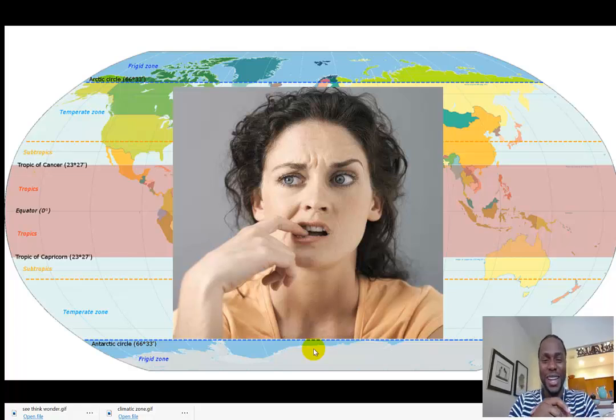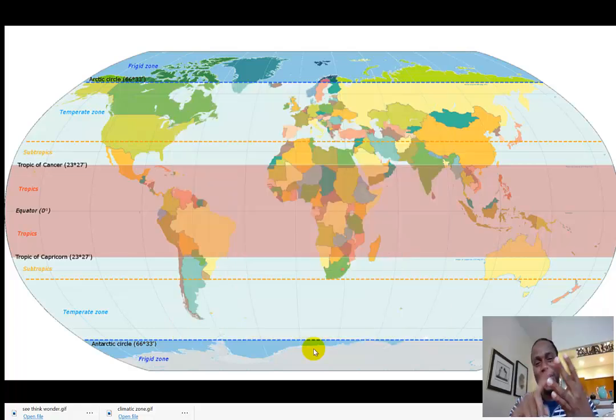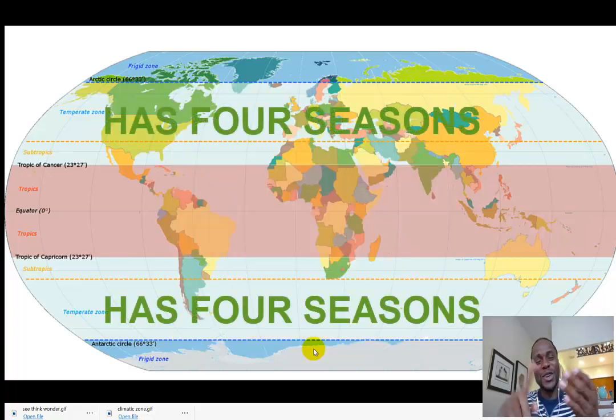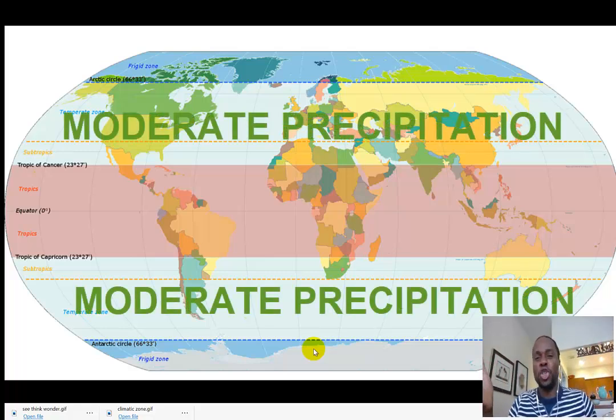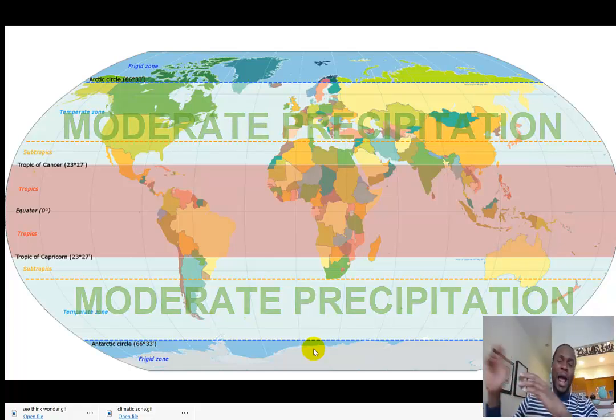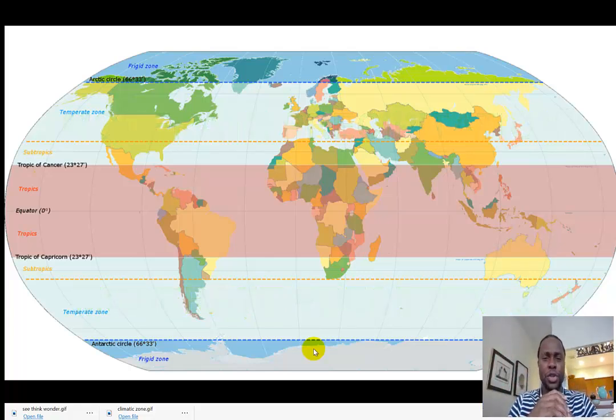Because of this reason, this region has 4 seasons. You have the spring, the autumn, the winter, and the summer. These seasons pick different characteristics from the tropics or from the pole. Some seasons are cold, just like the pole. Some seasons are hot, just like the tropical region. And precipitation is intermediate, is temperate, is moderate, meaning it's not as high as the tropical region, and it's not as low as the polar region. So you get the point.